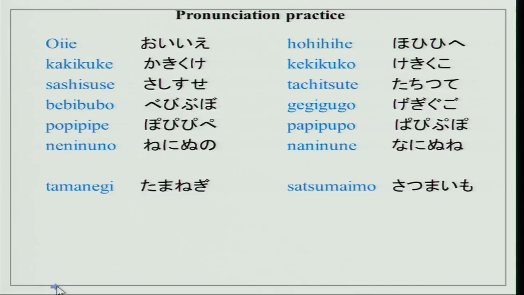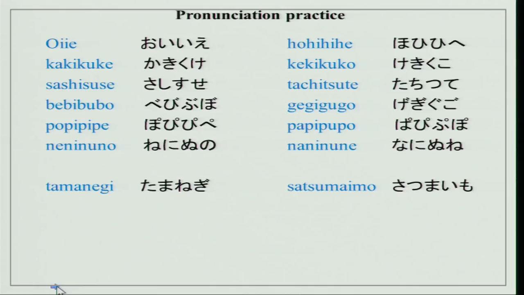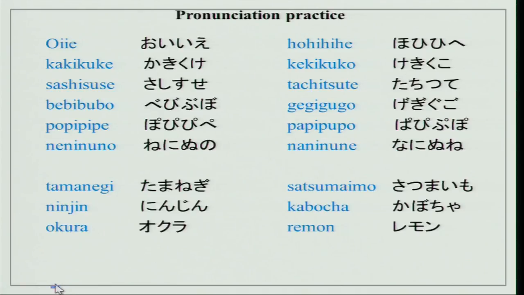Of course, the meanings are all given in the vocabulary section at the end. So, you could please look up the meanings later on. Once again, tamanegi, satsuma imo, ninjin, kabocha, okura.